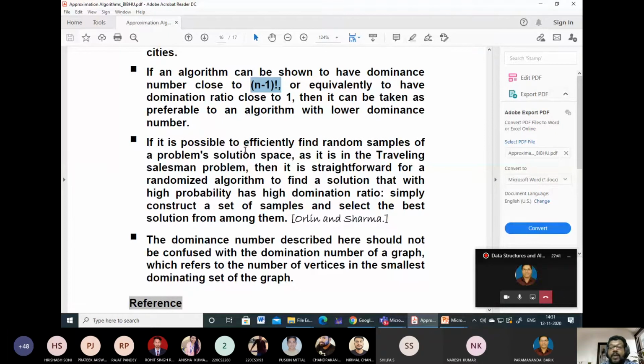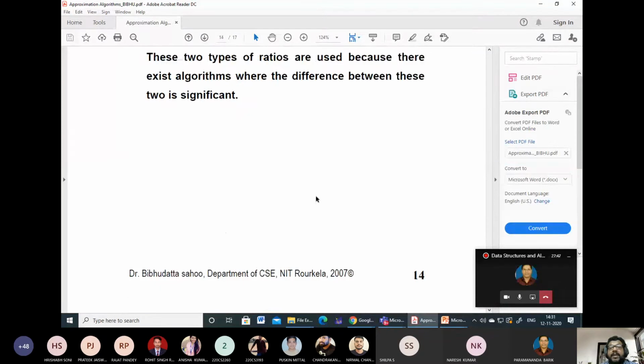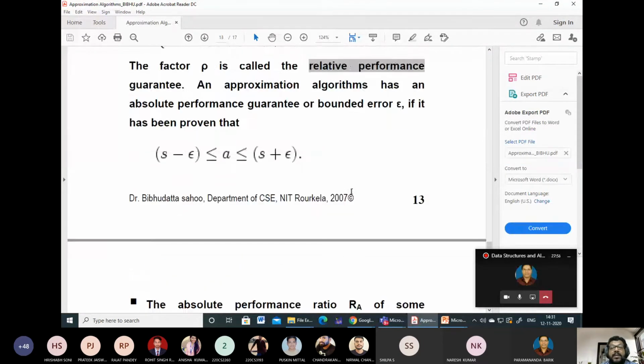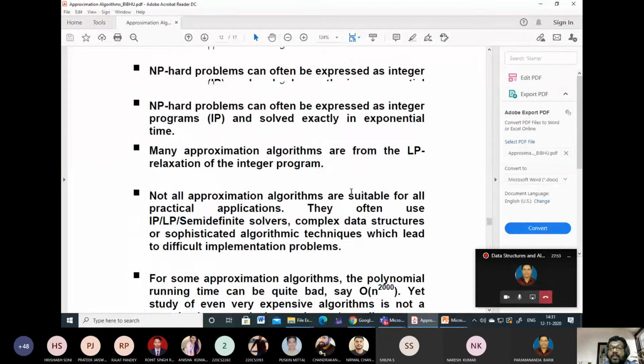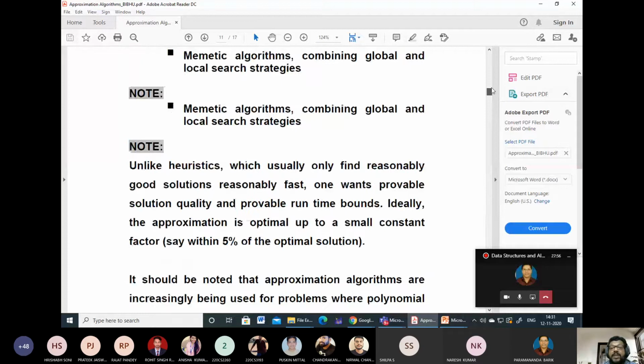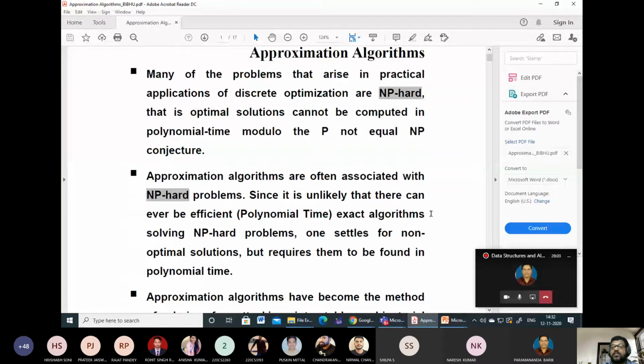Okay, so looking into this approximation, what I find is that the last class requires a little bit more detail on NP-hard problems. So I decided to go back to the NP portion of the chapter. But before that, this is another introduction to approximation algorithms. In a single line, we are targeting discrete optimization problems which are NP-hard in nature.